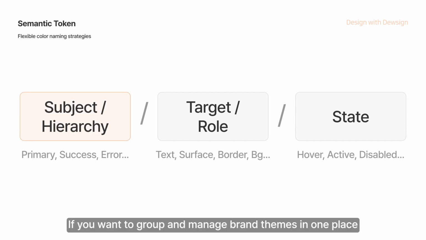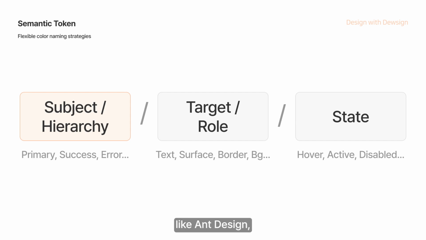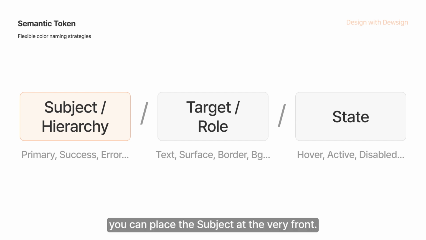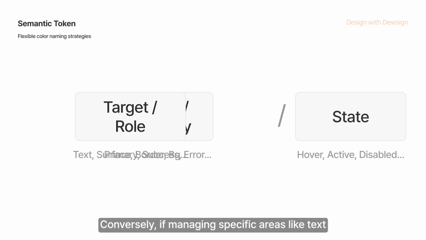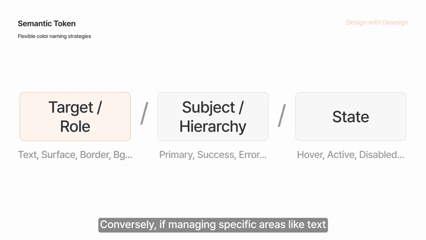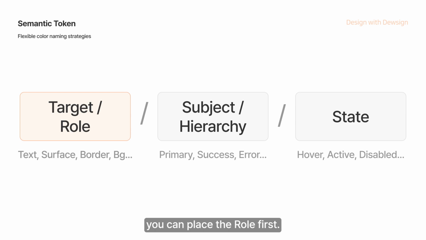If you want to group and manage brand themes in one place like Ant Design, you can place the subject at the very front. Conversely, if managing specific areas like text or backgrounds is more important, you can place the role first. You can decide the sequence based on your product's characteristics and management convenience, but here is the single most important principle. Color names like blue or red completely disappear from this stage onward and must be replaced with the logical language of your product.